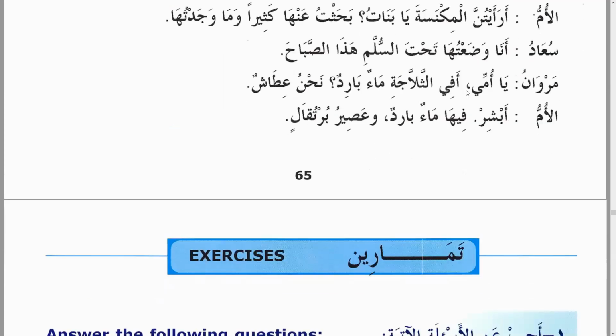Ya ummi, Marwan says, Afit thallajati ma'un baridun? Is there in the fridge cold water? Ya ummi, oh my mother. Afit thallaja. Is there in the fridge?